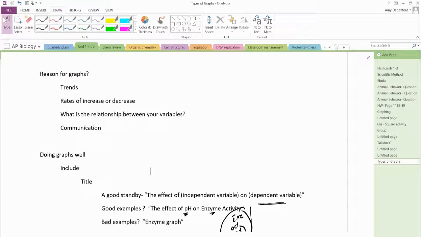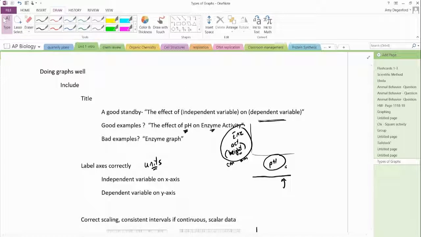Now, how do we do graphs well? Well, let's take a look at this. We want to include a title, and it's a bit formulaic, but a good standby for us is going to be the effect of the independent variable on the dependent variable. A good example of this, and we're going to do this in about a month, the effect of pH on enzyme activity. pH is going to be our independent variable, enzyme activity, the dependent variable. So we have our title that shows that.